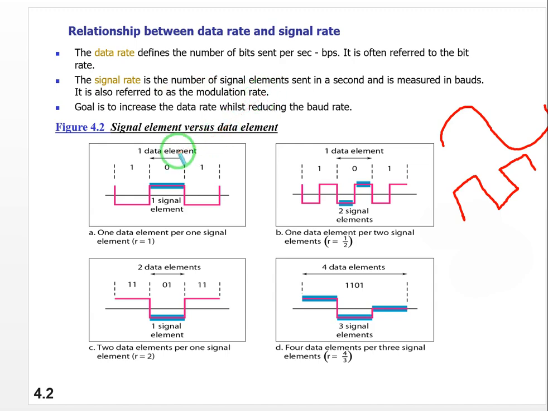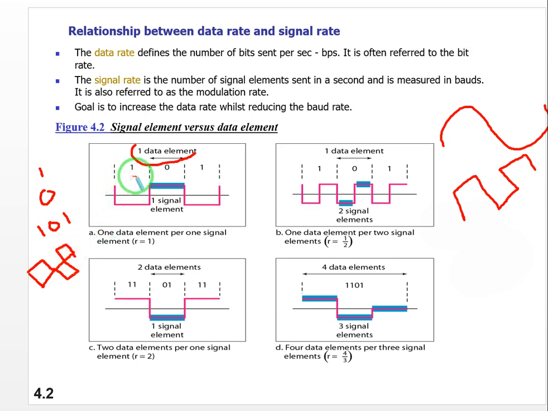Now we are coming to compare the signal element with the data element. Once we have one data element, meaning just one bit, it can be 1 or 0. One data element represents one signal element. What does it mean? If you have 1 0 1, a 1 can be represented by a high voltage. So this is your 1: one data element and one signal element. Then we have a 0: one data element and one signal element. Then one again: one data element and one signal element.